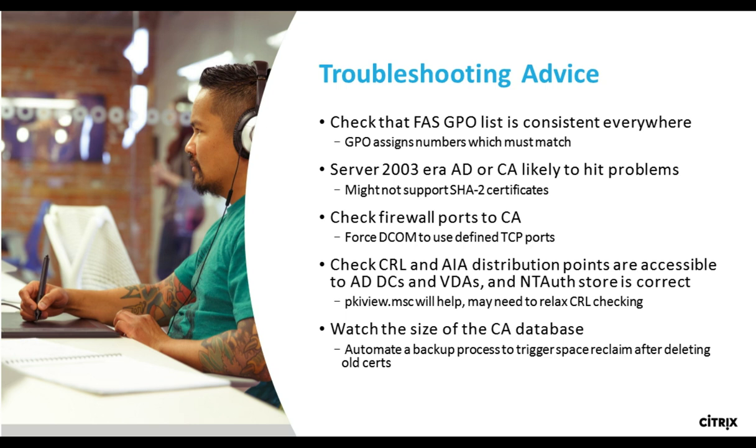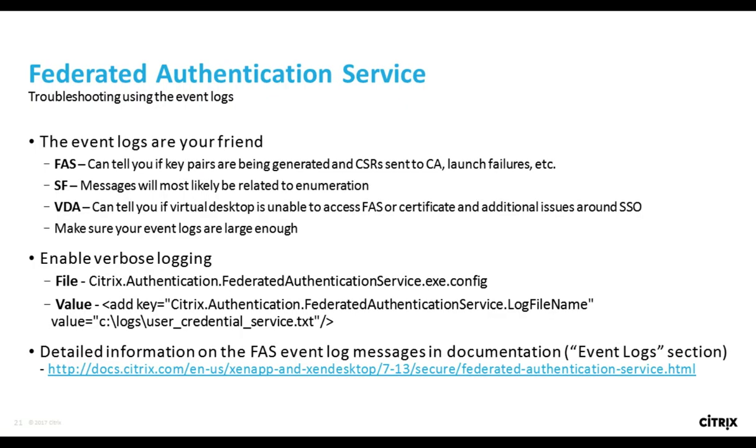Watch the size of the CA database as well. We do often automate a backup process to trigger that space reclaim. As you can imagine, if you have 10,000, 20,000 seats within the CA that it's sending out certificates, you're going to have a certificate for each one of those users, in some cases multiples, depending on the number of CAs that you have. So we also want to make sure that we do reclaim space from the old certificates for that.